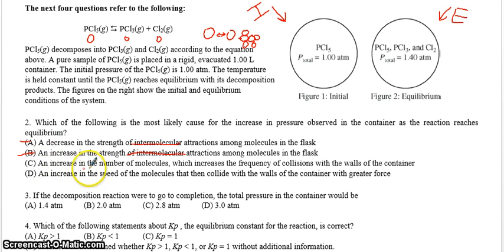C says an increase in the number of molecules, which increases the frequency of collisions with the walls of the container. This one is correct.